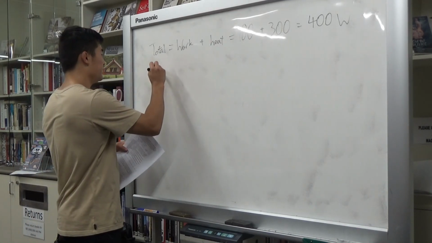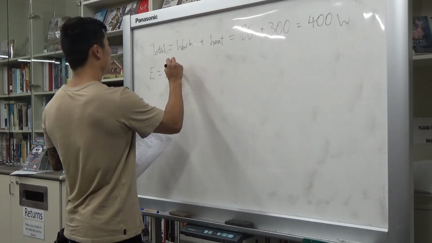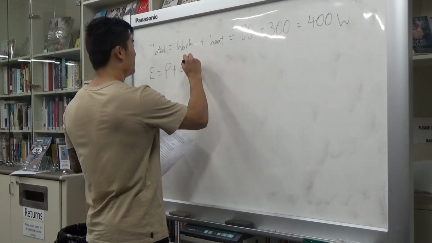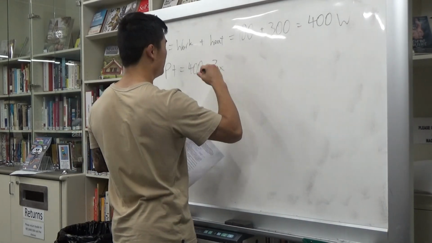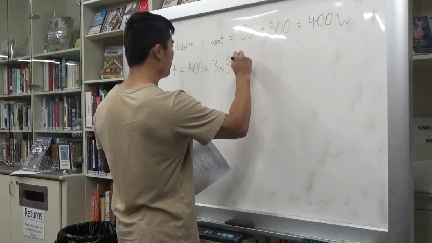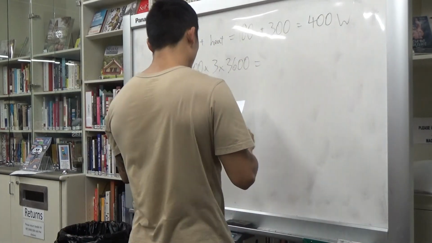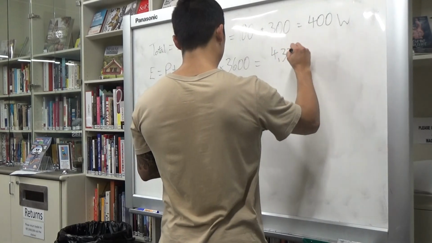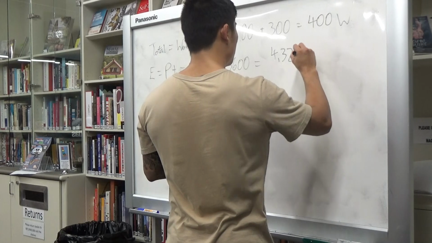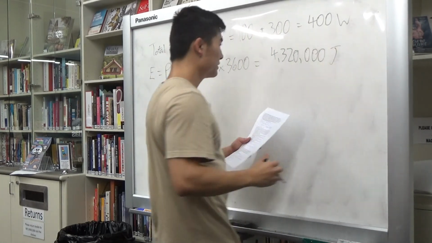So the energy use over 3 hours is going to be the power, the rate of energy use, multiplied by time. So 400 times 3 times 3,600, the number of seconds in 1 hour. And that's 4,320,000 joules.